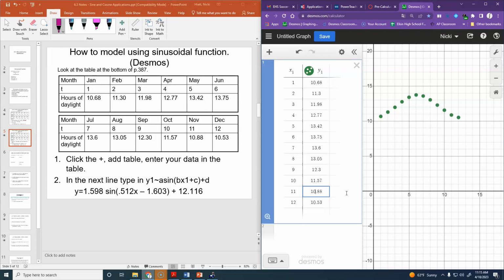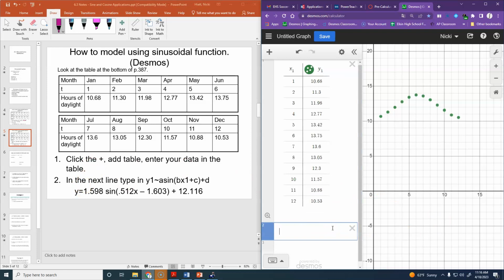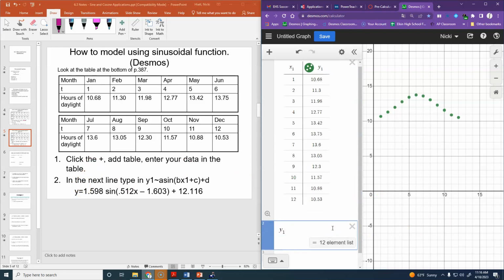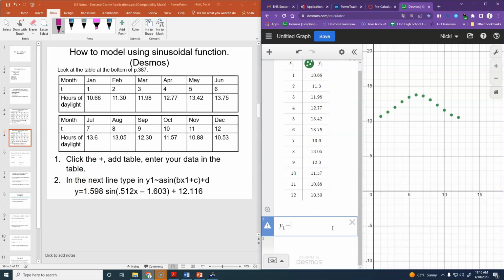okay. So on Desmos, once you have your data in, you are going to go to the second line. You're going to type in Y1 squiggle. To get that subscript, just type a Y and a 1. If you type a number after a letter, it'll make it a subscript.